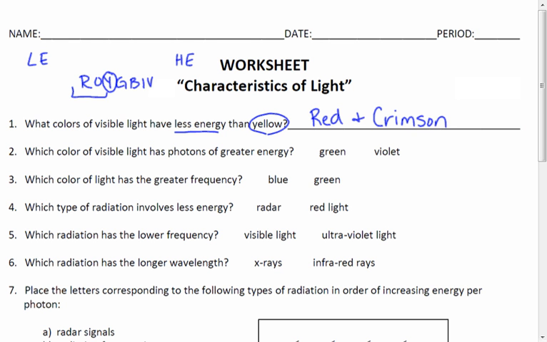Okay. If we look at number 6, which radiation has the longer wavelength? Which side has longer wavelength, left or right? Left has the longer wavelength. This one has a shorter wavelength. So if we want to know the longer wavelength between X-rays and infrared, we just find both of them. We've got infrared right over here before red. We've got X-rays over here. So which one has a longer wavelength between X-rays and infrared? Infrared.